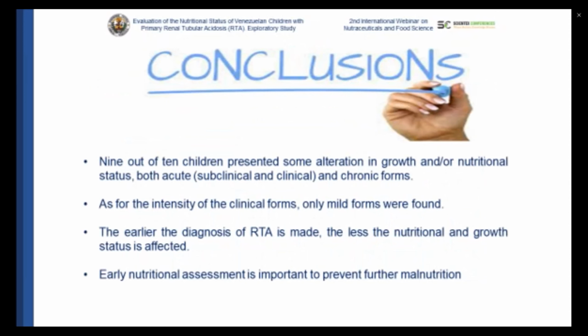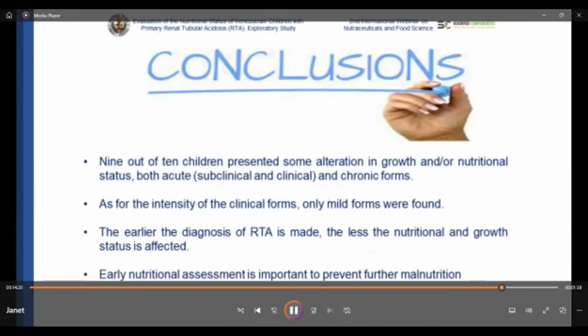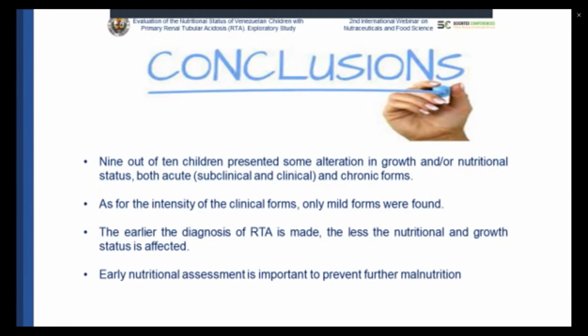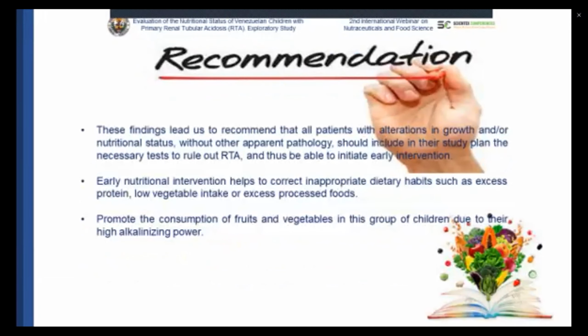Conclusions. 9 out of 10 children present some alteration in growth and or nutritional status, both acute, subclinical and clinical, and chronic forms. As for the intensity of the clinical form, only mild forms were found. The earlier the diagnosis of RTA is made, the less the nutritional and growth status is affected. Early nutritional assessment is important to prevent further malnutrition.